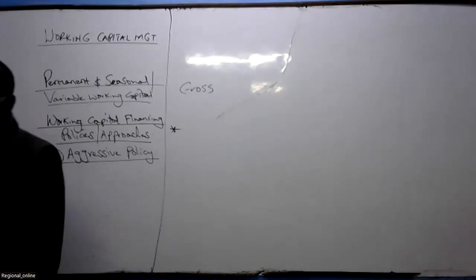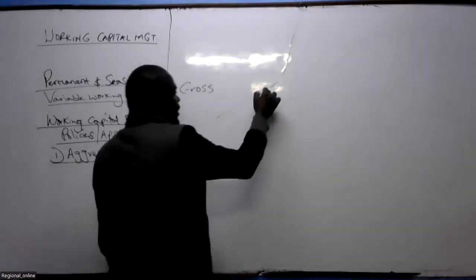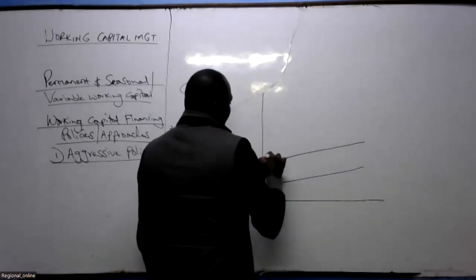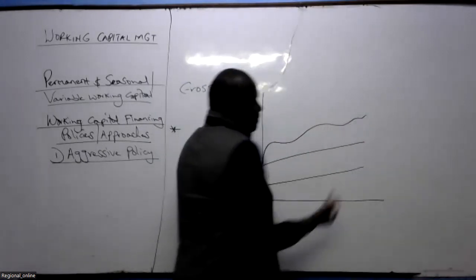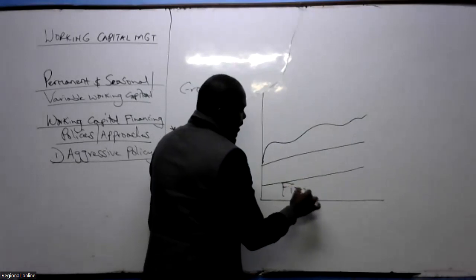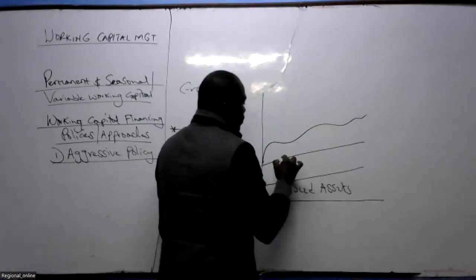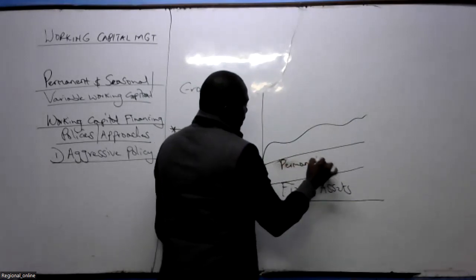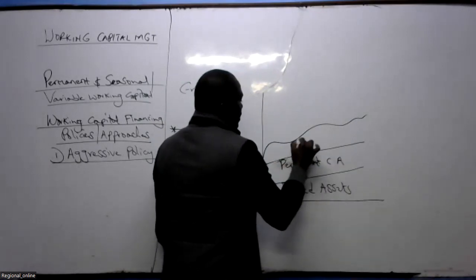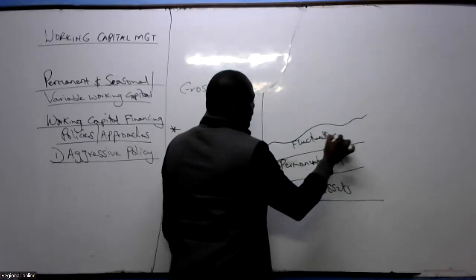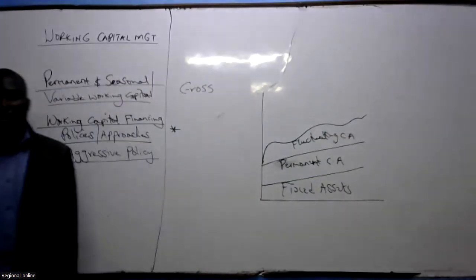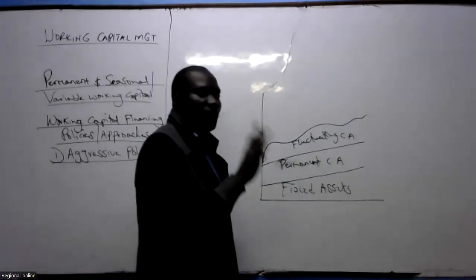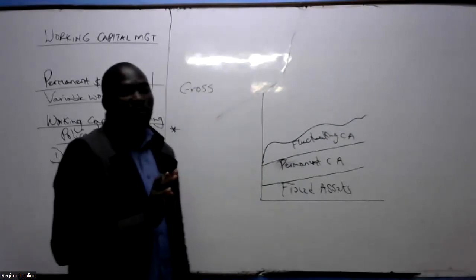Now, we have drawn a kind of schedule in our notes like this. So here at the bottom we have fixed assets, the non-current assets. Here we have permanent current assets. And here we have fluctuating current assets. So every company will have the three sets of assets: fixed assets, permanent current assets that we explained, and the fluctuating ones. The difference comes in on how we finance them.